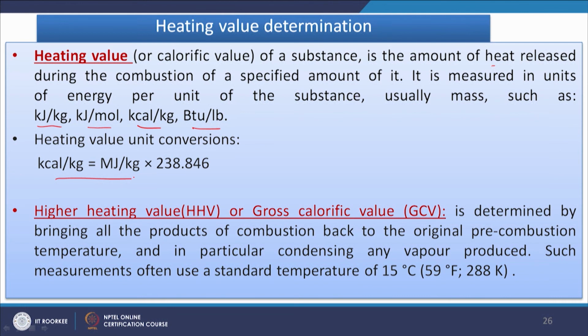In that case we have to use this conversion factor. And we know there are two types of heating value, one is high heating value and another is low heating value. High heating value is also called gross heating value and low heating value is also called net heating value. So, how can we explain these and how can we determine them?